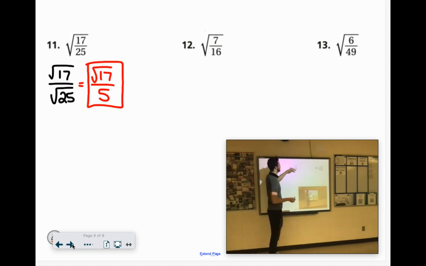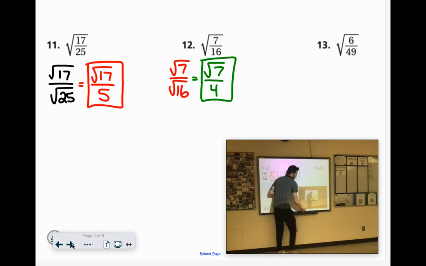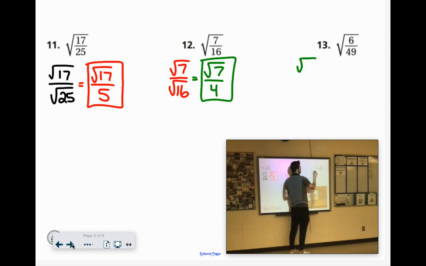So root 7 over root 16, just take the square root of the 16 right away, which is 4. So we have root 7 over 4. 7 does not have any perfect squares in it, so we're all done. All right, root 6 over root 49. 49 is a perfect square, it's 7. So we're left with root 6 over regular 7.